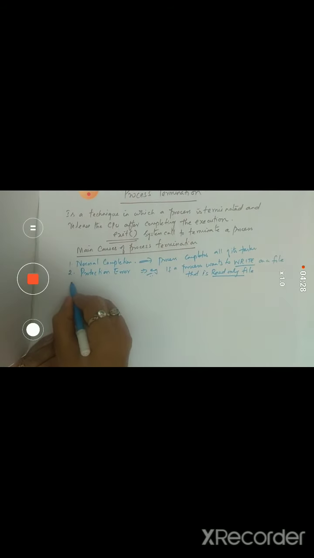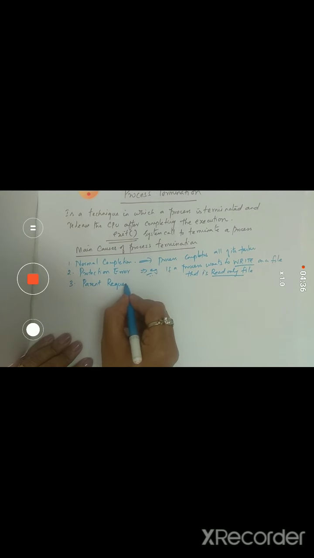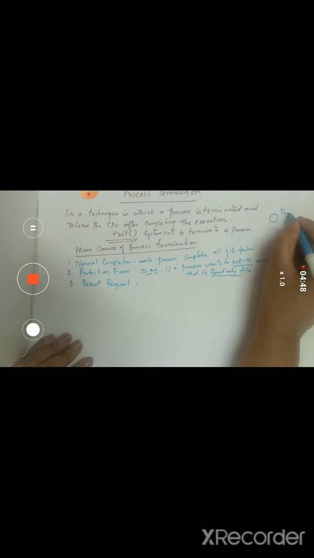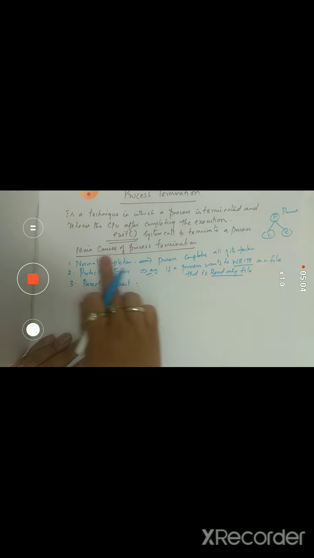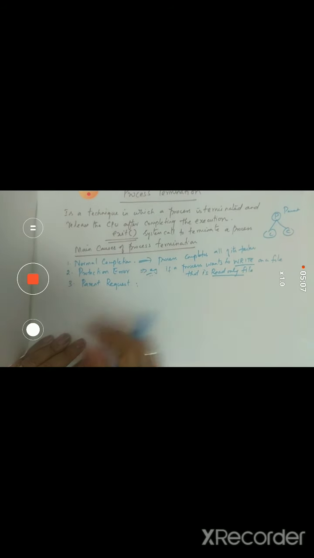So these are two causes. The next cause is parent request. If a parent process requests terminating the child process, then the child should be terminated. Is it clear? This is another way a process gets terminated.